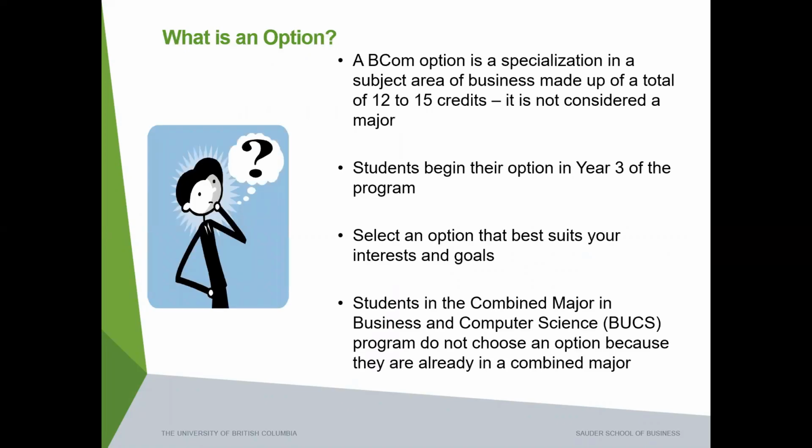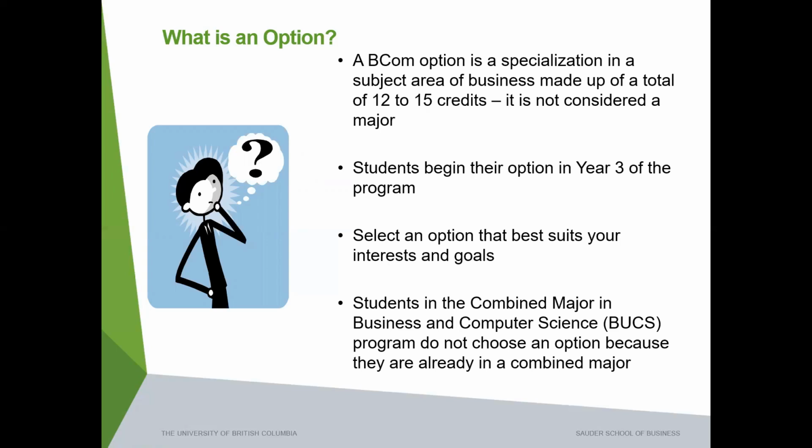So first, I'm going to start off with what is an option. I just want to distinguish between what an option is versus a minor and a major, because I hear a lot of these terms being used interchangeably. A BCom option is a specialization in a specific subject area of business, and it's made up of 12 to 15 credits. So it is not considered what UBC would define as a major. It is just what we say it is. It's an option or specialization.